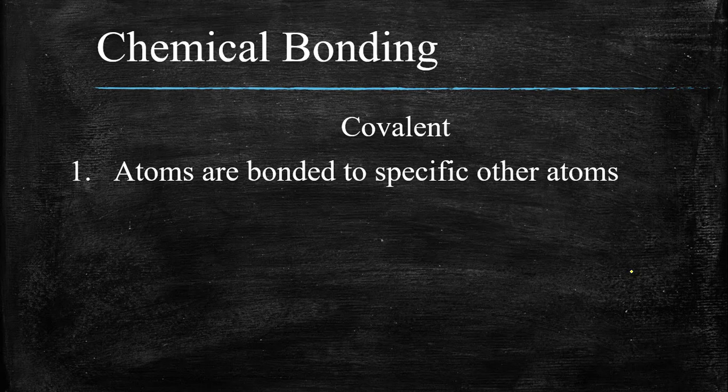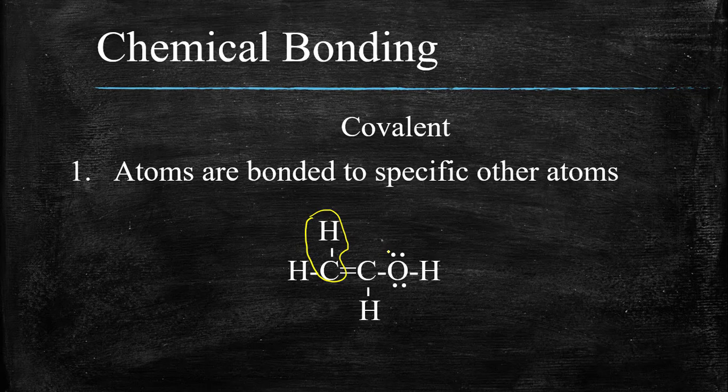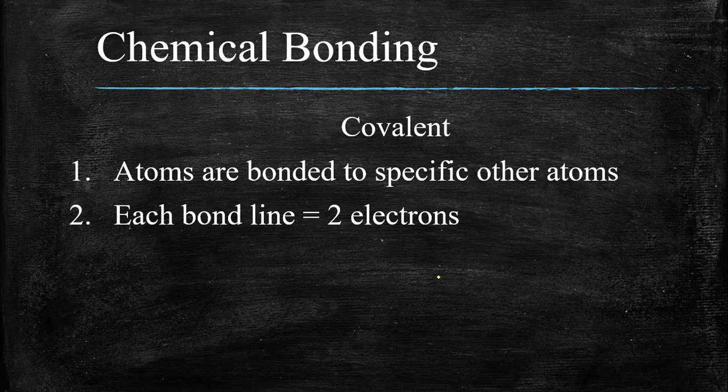Now, in covalent compounds, the atoms are bonded to specific other atoms. This is called the structural formula because it shows you where the elements are located in the molecule. And in this case, this hydrogen only bonds with that carbon. This oxygen is connected to this carbon and to this hydrogen specifically. It is not related to the other carbon.